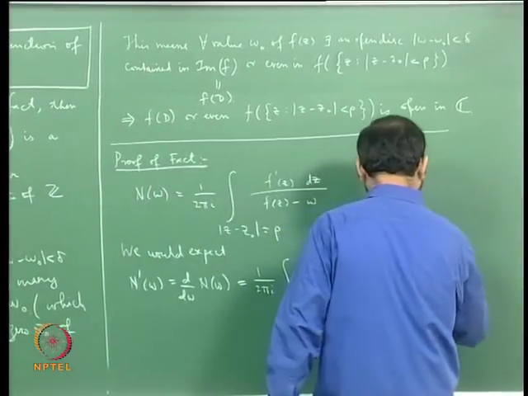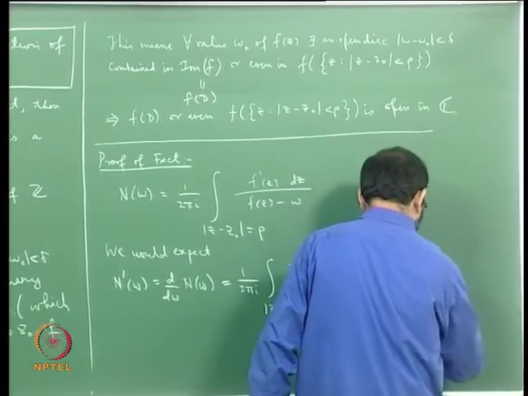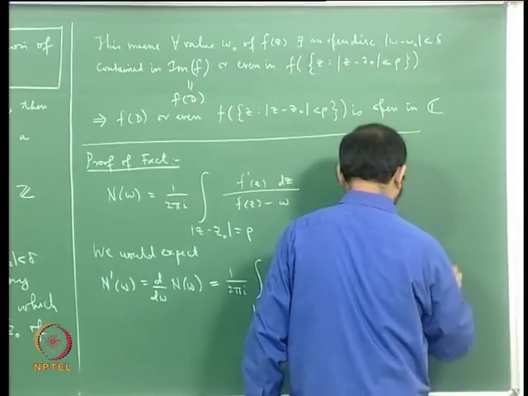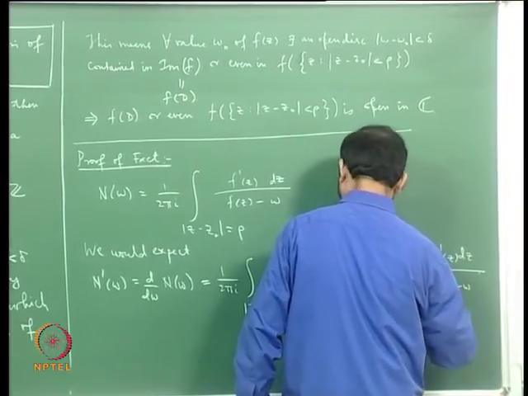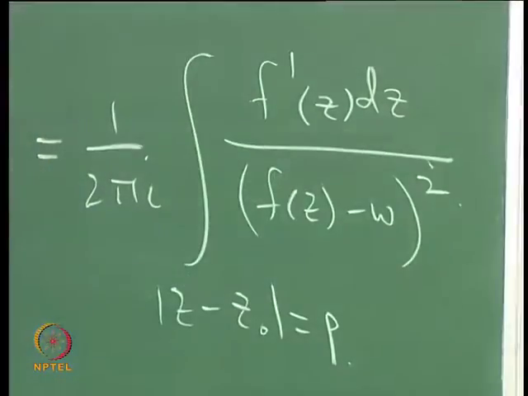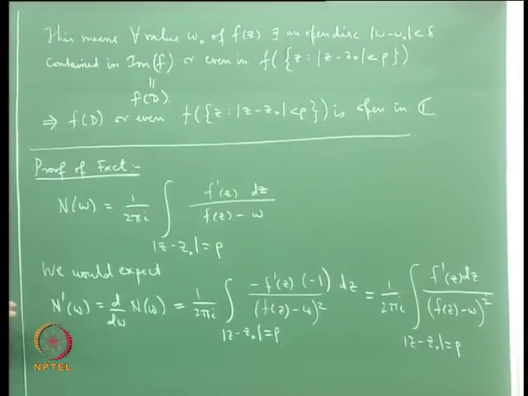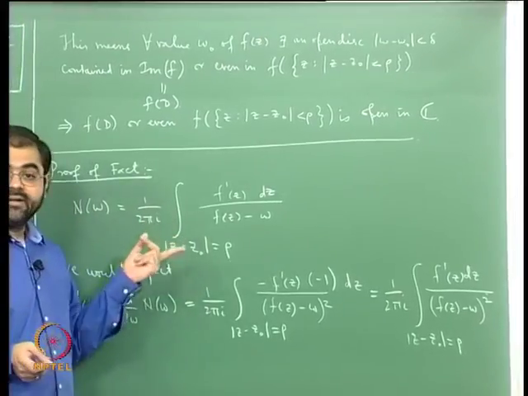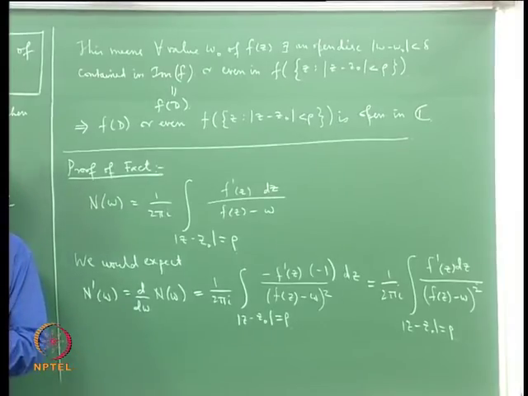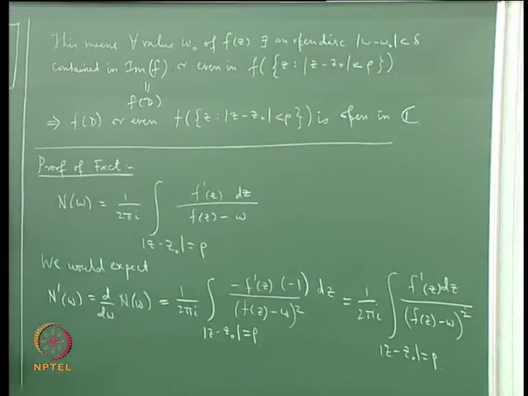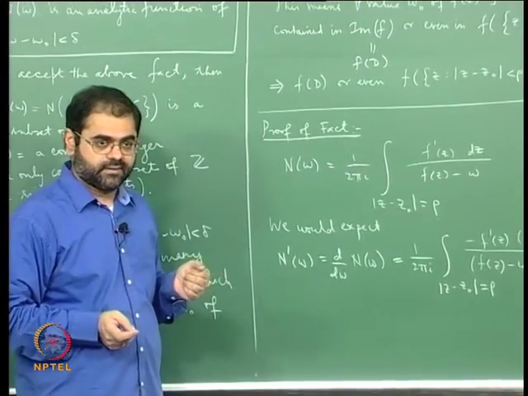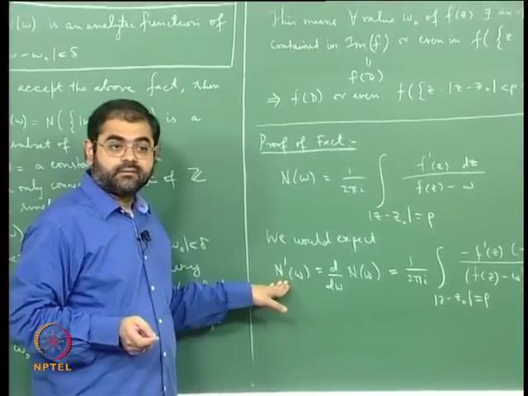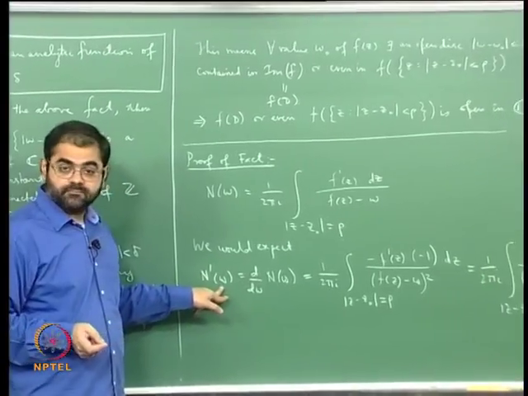This is what you should expect. So in other words, you should expect 1 by 2 pi i times the integral over mod z minus z naught equal to rho of f dash of z dz by f of z minus w the whole square. This is what you should expect. But what is it that you have used? You have used the fact that you can interchange the integration and differentiation by w, and this needs justification because it is a technical thing; you cannot blindly interchange integration and differentiation. There are many ways to prove that this is correct. If you prove this, then you are proving that N is differentiable.